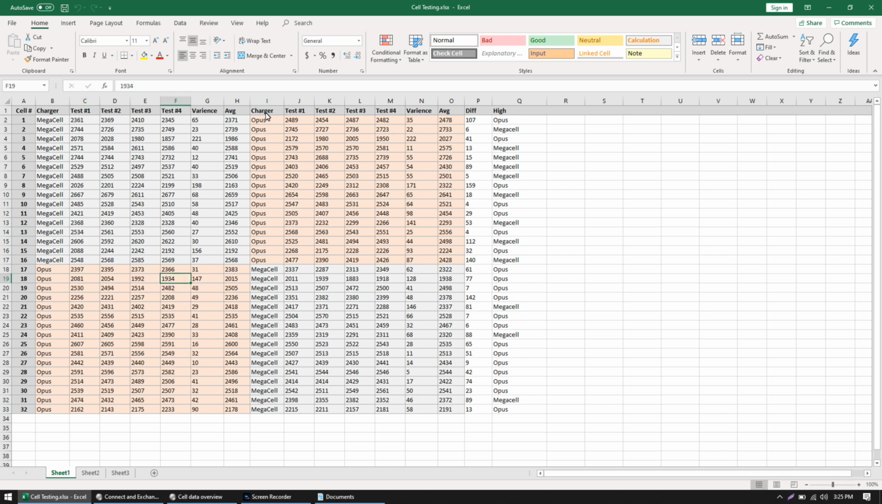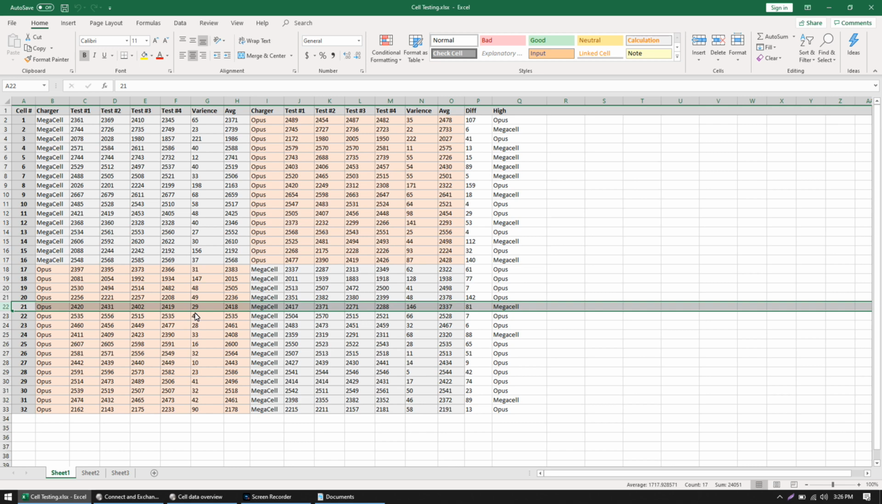So then after the 4 tests, I switched the 2 chargers. Again, you'll notice the variance column, the same cells had the same variance. So cell 3 had a high variance in the Opus as well. Cell 8 had a high variance, and cell 12 had a high variance. The only outlier here is cell 21. It had a variance of 29 milliamp hours in the Opus and 146 milliamp hours in the MegaCell.